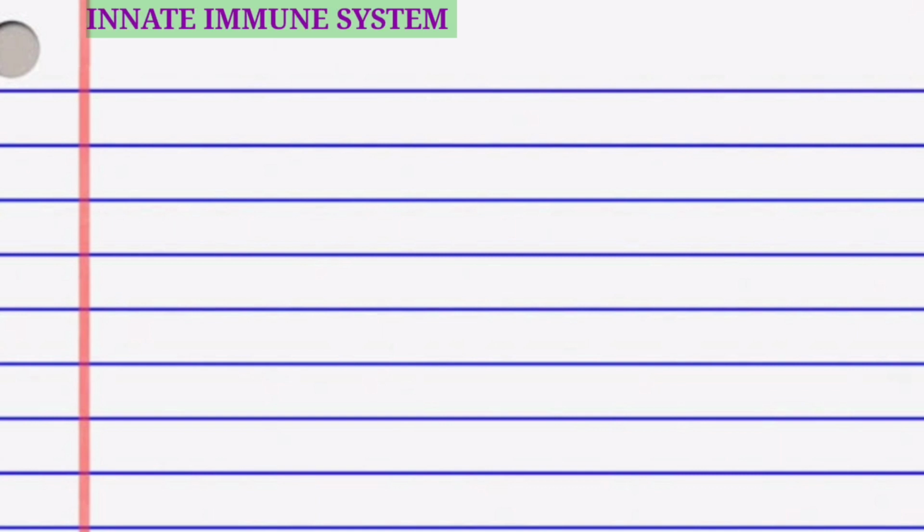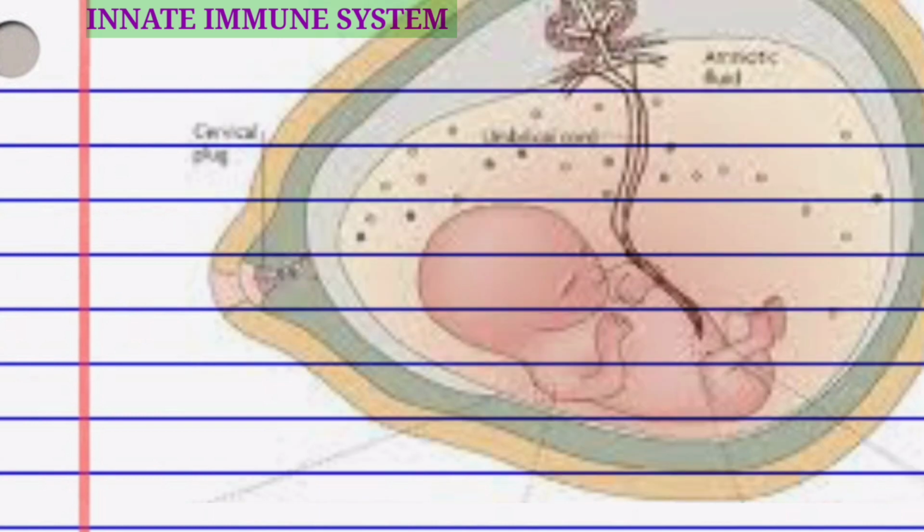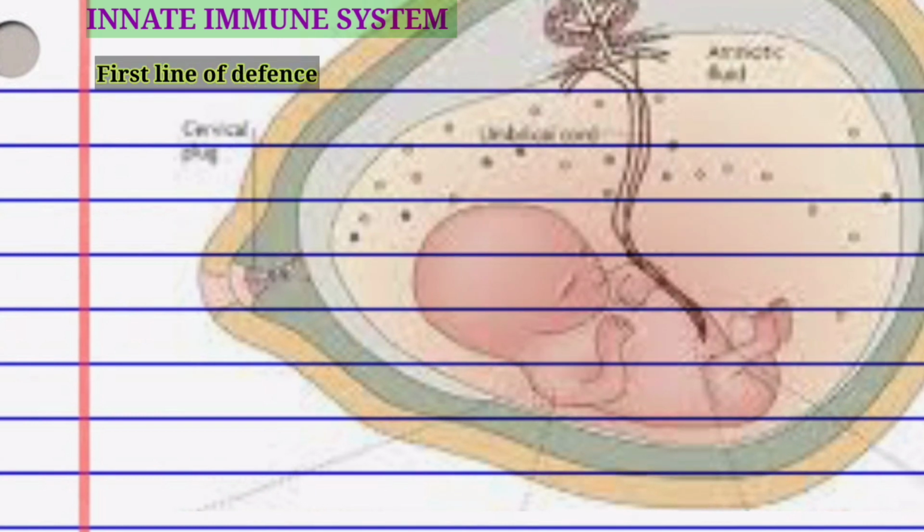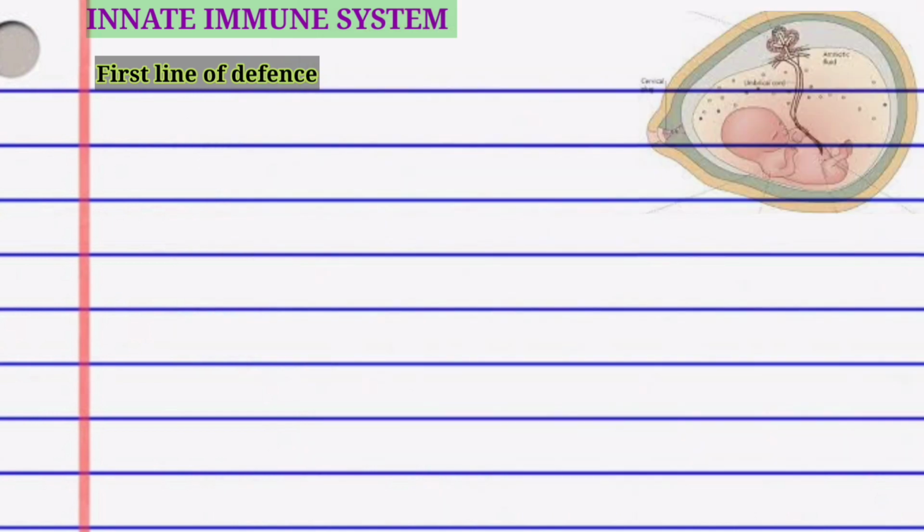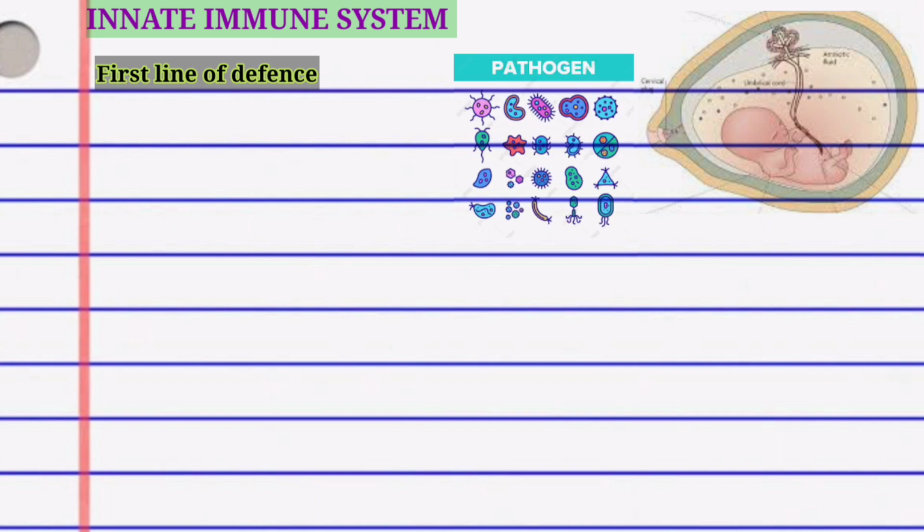Innate immune system. This type of immune system is present in an organism by birth. Innate immunity provides the first line of defense against pathogens. It is not specific to any one pathogen, but rather acts against all foreign molecules and pathogens.